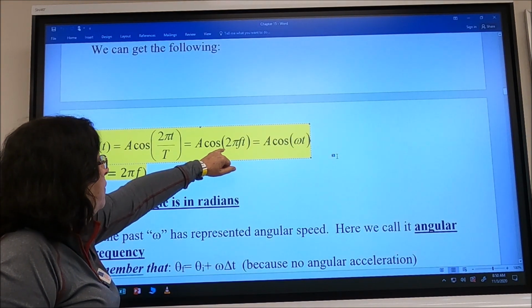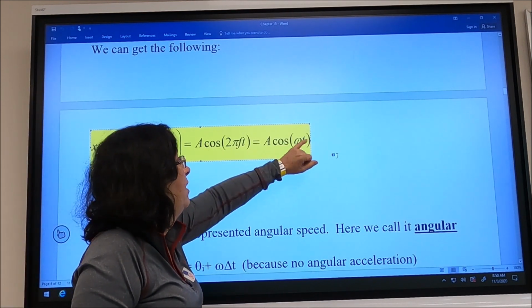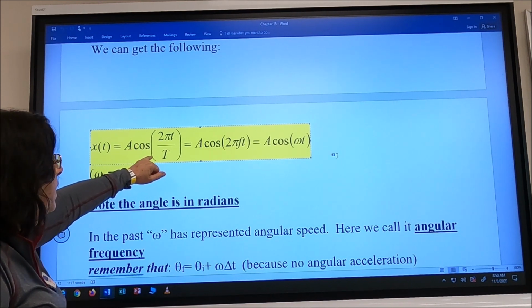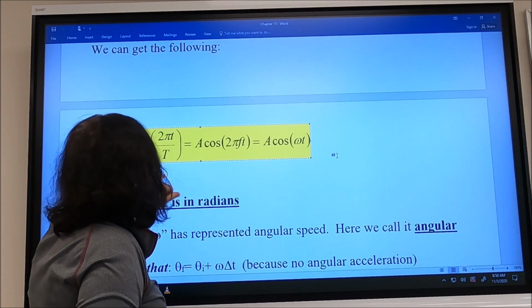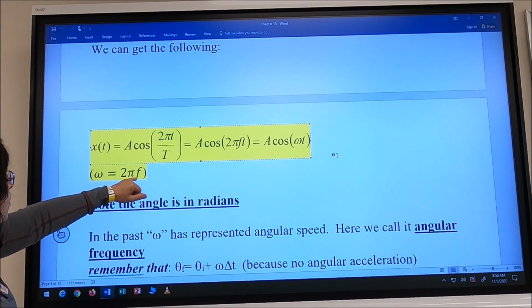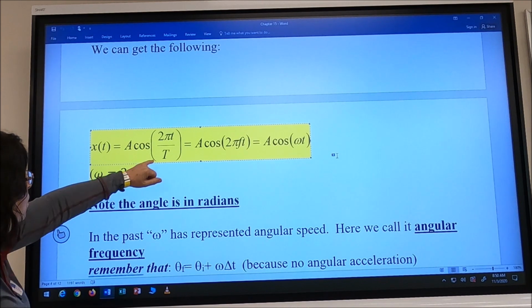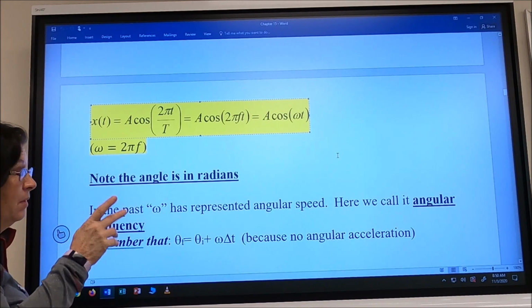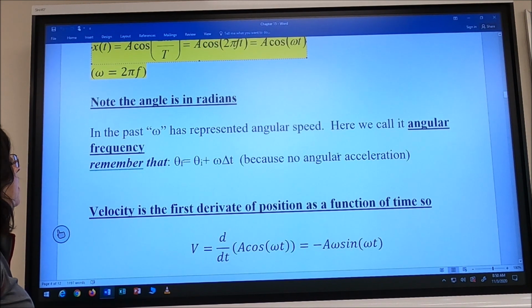Now, 2 pi f, okay, can also be thought of as omega. Remember, omega is 2 pi over T, that's the angular speed, or 2 pi f, okay? So omega equals 2 pi f, or you could say it equals 2 pi over the period. So notice, angular speed has a role to play here. Now, note, when we're doing simple harmonic motion and we're talking about angles, you're going to be using the angles in terms of radians. So make sure that when you're doing these problems, your calculator is set correctly.